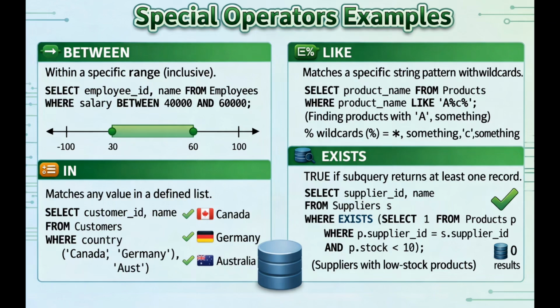Finally, we have EXISTS. This operator checks whether a subquery returns any records. If at least one record exists, the condition becomes true, making it very useful for validating related data.